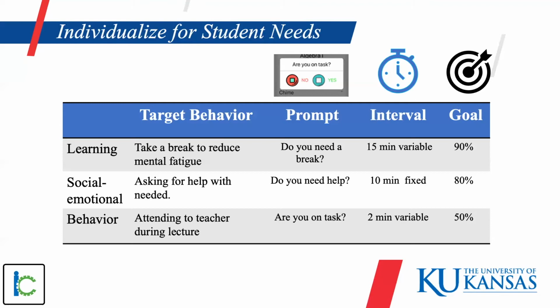Lastly, probably again, the most common behavior that we see targeted using IConnect is attending, or staying engaged, or staying on task. So that prompt might be on task. What I want to show you here is the interval for that might be significantly smaller than something like learning when to take a break or learning if you need help. So you might have a 2-minute interval, and that might be the amount of prompting that a student needs to stay on task. And you might have a really different goal for that. So the point here is to really individualize this to your student needs and make sure that it really is tailored to their unique circumstances.